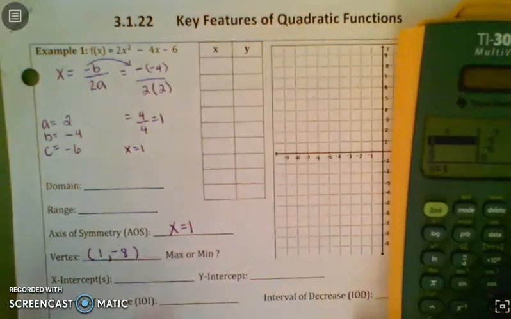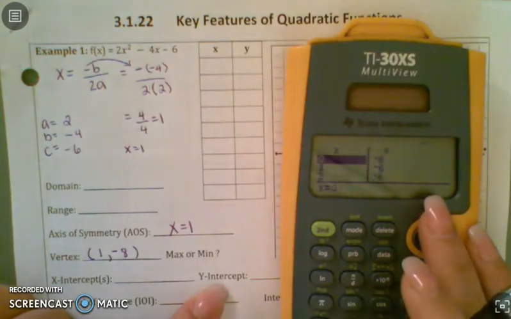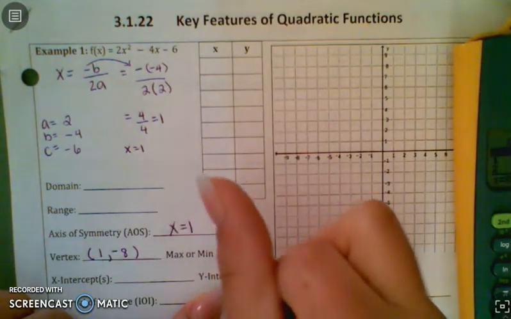Okay, we also need to find our y-intercept, so I'm just going to go ahead and do that while I'm in the calculator. And 0 is negative 6. That's my y-intercept.